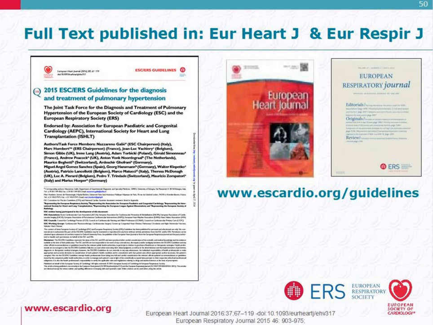The composition of the guidelines task force reflects the multidisciplinary nature of pulmonary hypertension, including members of different medical societies, associations, and working groups. The current document follows the 2 previous ESC and ERS guidelines published in 2004 and 2009, focusing on clinical management of pulmonary hypertension.